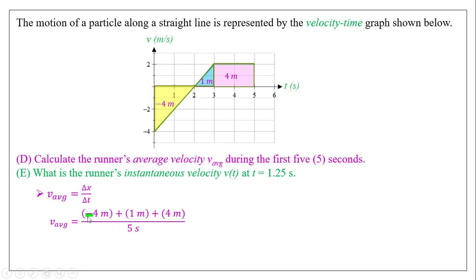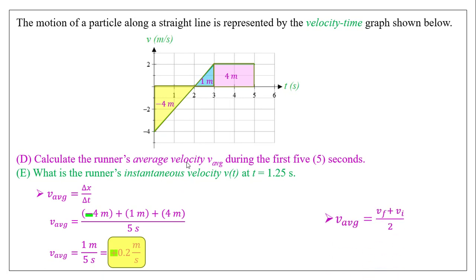So basic math tells you -4 and 4 cancels out. So it leaves us with just 1 over 5. So 1 over 5 is 0.2 meters per second. And here I've chosen to include the direction for you because it asks for average velocity, and average velocity is a vector. Okay, so that's our answer, plus 0.2 meters per second.